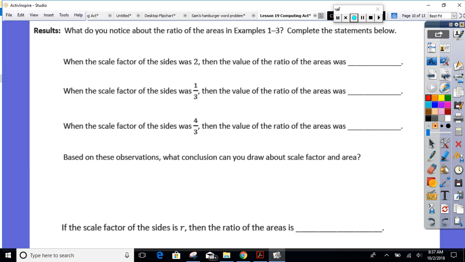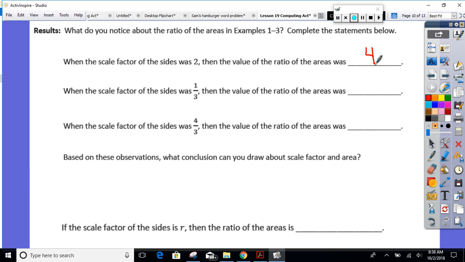Yeah. So it's when we found the ratio of the area, the actual area, to the scale factor area. That's what we're looking at here. Okay, when the scale factor of the sides was 1/3, Bryce, what was the value of the ratio of the areas? Did you get this? Did you write it down? No? Eva? 9. No, it wasn't 9.